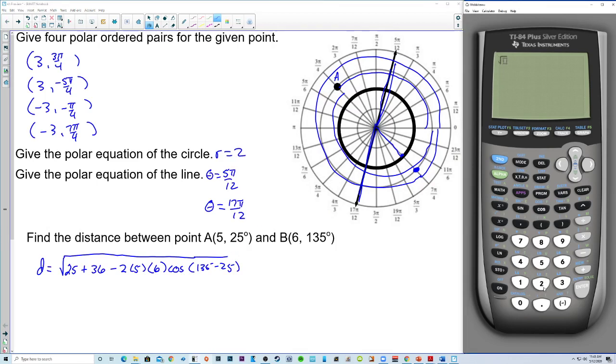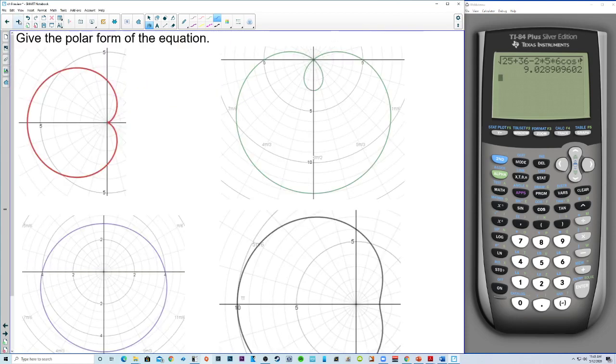So we have square root of 25 plus 36 minus 2 times 5 times 6, and then cosine of 135 minus, not 6, minus 25. I'm going to make sure the calculator's in degrees. So I have 9.029 rounded. Anything down here? Nope.